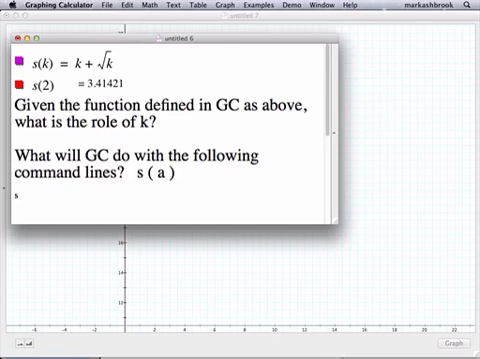So, will it graph? Will it reject this statement? Will it do something else? What if I put in S of A instead of S2? I'm going to put in SA. What will happen? What's that? Nothing will happen.